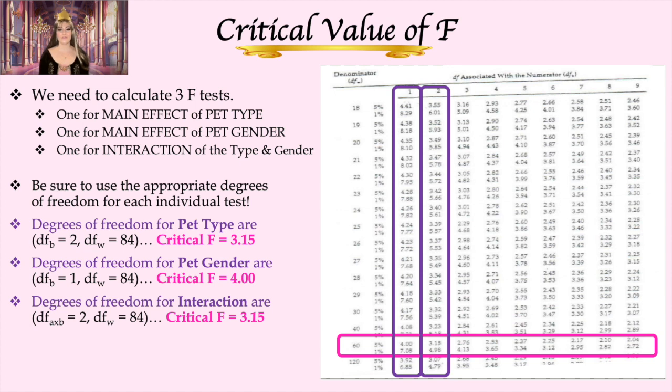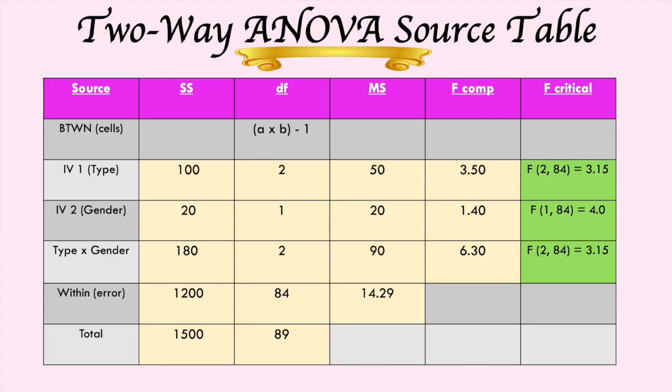A critical F value of 3.15 for pet type, a critical value of 4.00 for pet gender, and once again, a critical value of 3.15 for the interaction. So these are our critical values that we're going to plug in here into our ANOVA source table. Once we do that, we're ready to start our 7 steps.